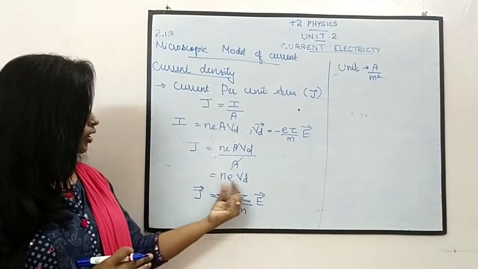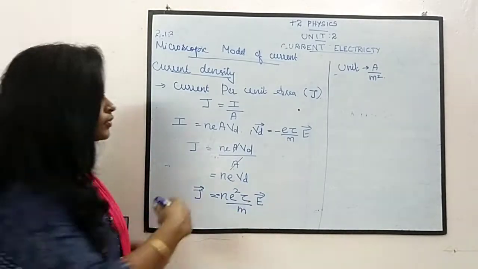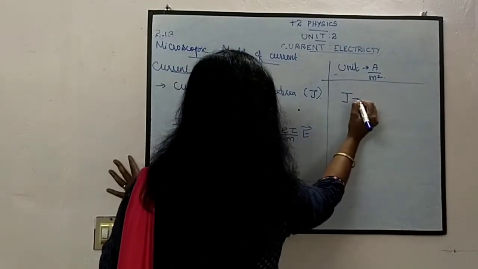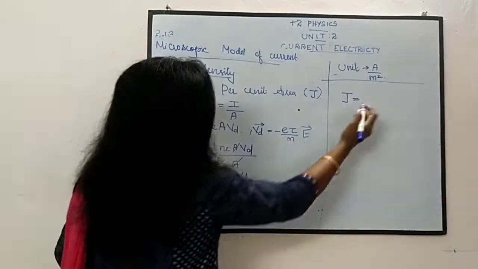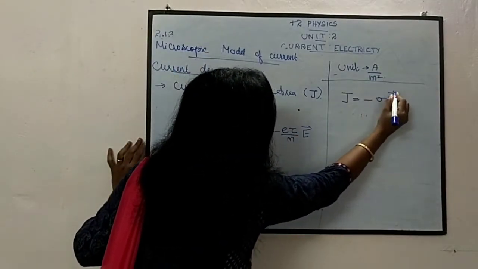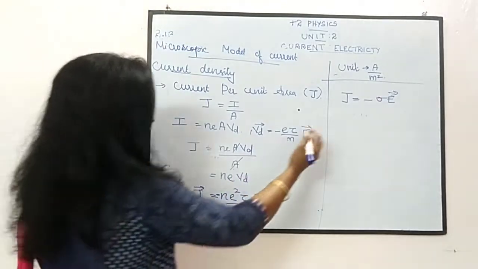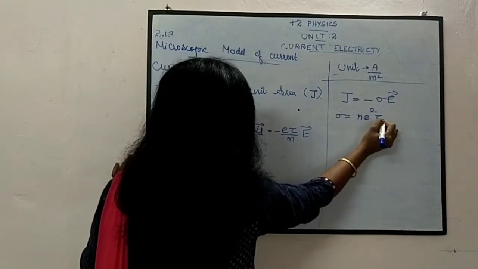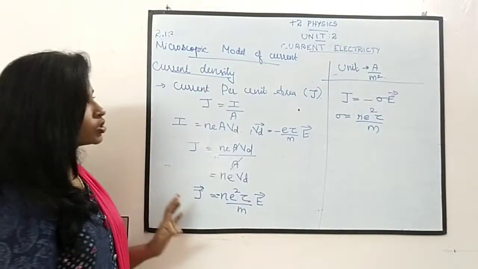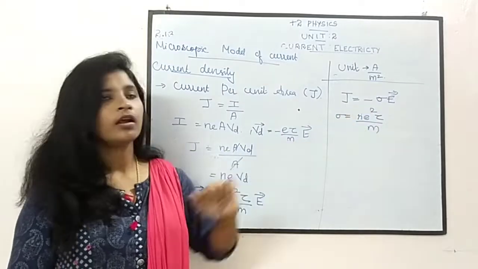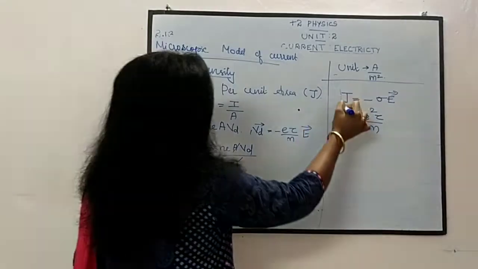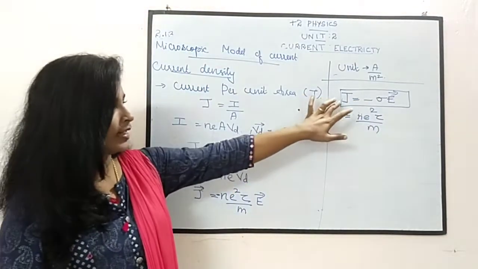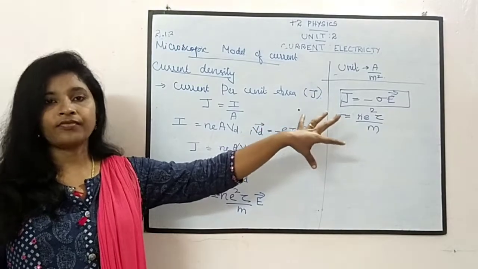So we are going to take this constant as sigma. I am replacing this by sigma. Sigma is nothing but this one, that is sigma is equal to N E square tau divided by M. So sigma is nothing but N E square tau by M. This is the relation between current density and the electric field intensity.